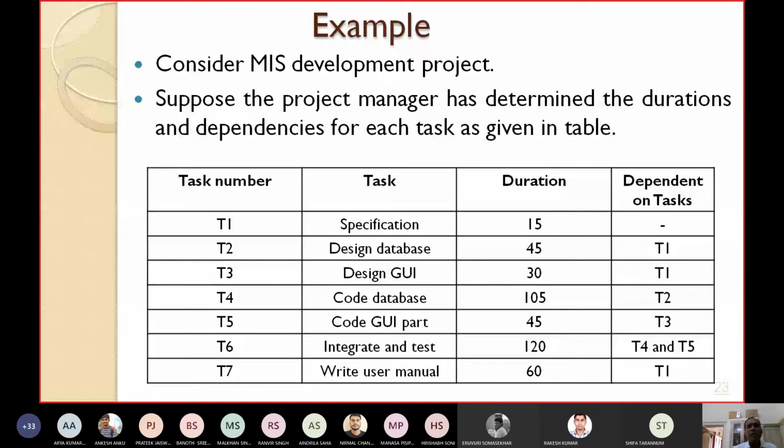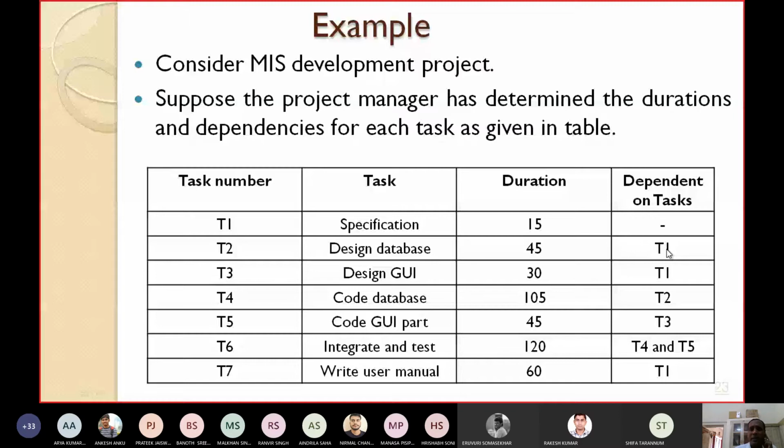Now suppose the project manager has determined the durations and dependencies for each task as given in the table. Specification has task number T1, and suppose it takes 15 days. It is the first task and doesn't depend on any other task. T2 is design database. It takes 45 days, but it depends upon task T1. That means after specification is over, only then can design database be started.